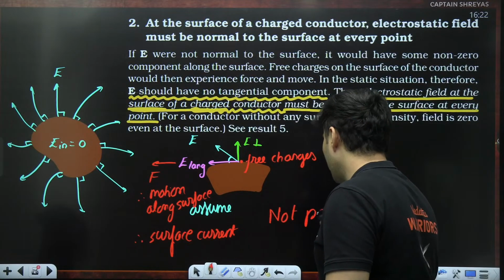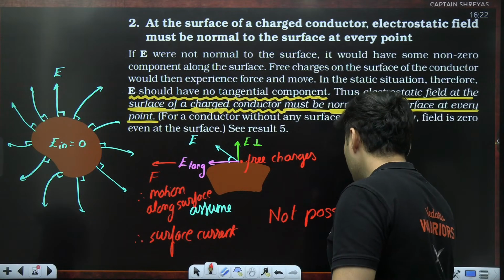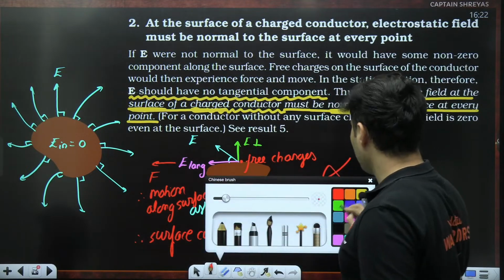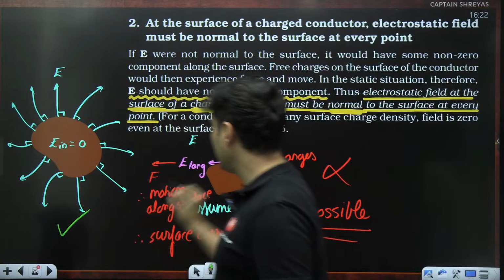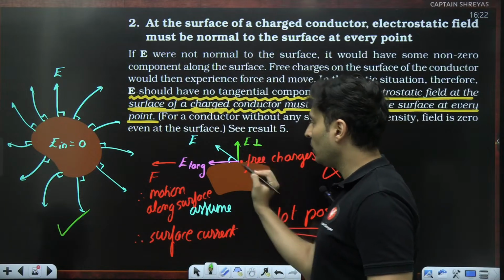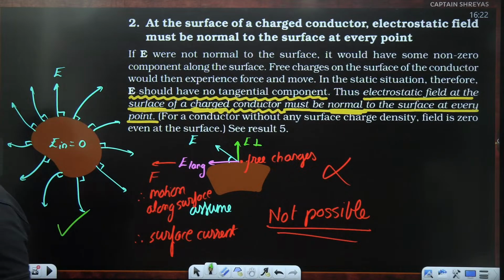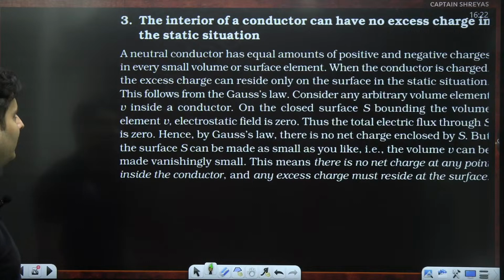That is what they have basically explained. This is not possible. What happens in reality is just this: there is no tangential component, only perpendicular electric fields. It would be magic otherwise. Yes, correct. That is the second statement.